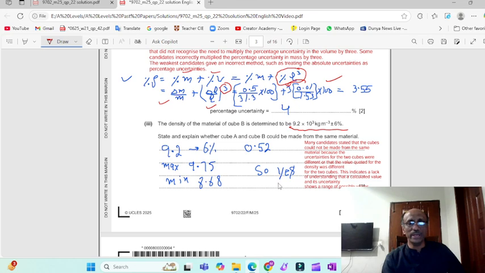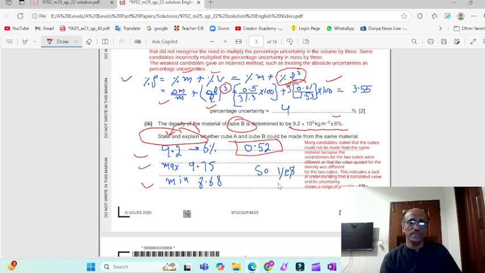Okay, the density of the material B is determined to be this. Now state and explain whether cube A and B could be made from the same material. Whenever they ask state and explain, first explain and then state, because without explanation you can't get your result. And without result you can't state whether the statement is correct or incorrect, same or different, whatever is required. So now 9.2 times 10 to the power 3 plus or minus 6%, I have calculated 6% of 9.2, that is 0.52. Now I will calculate the maximum value and the minimum density for material B.